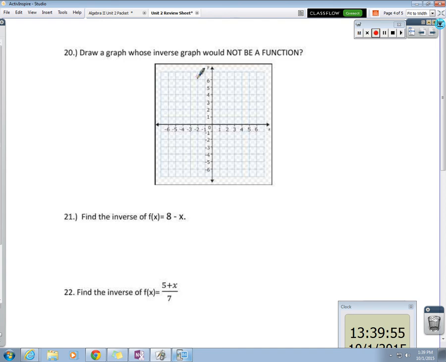Right, remember yesterday when we were doing parabolas? And then when we took the inverse of it and graphed it, it looked like that, and so it was no longer a function? That's what this question is talking about. I mean, really, all the question is asking for is the original graph, which is this.